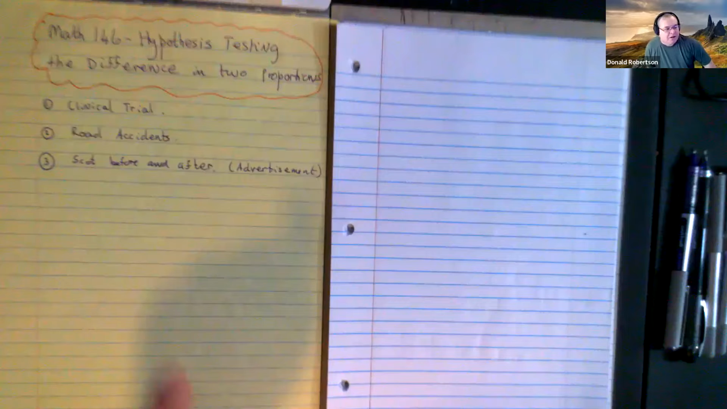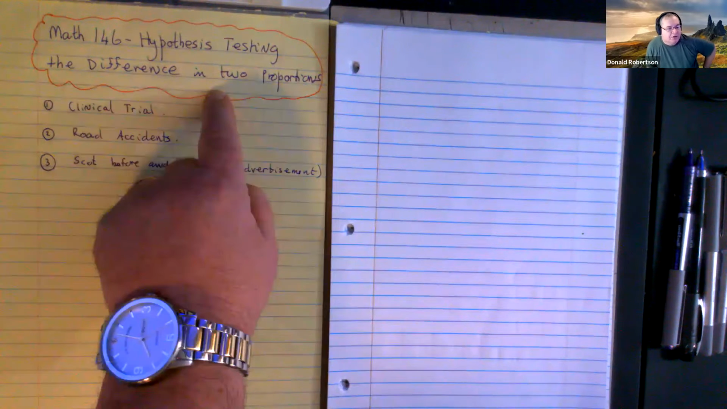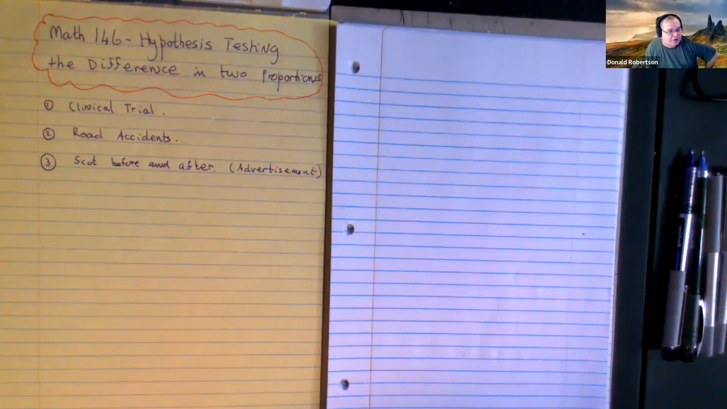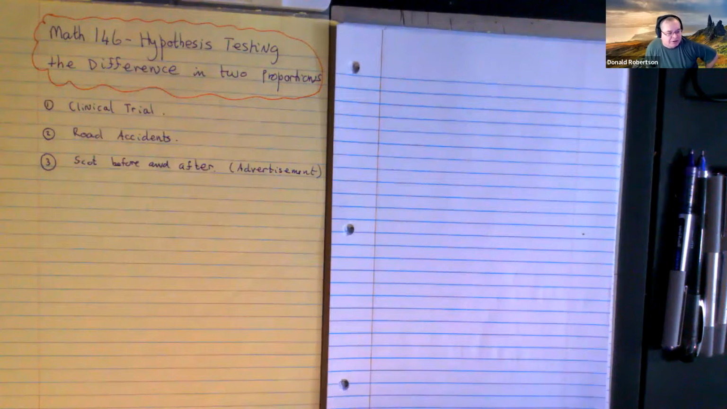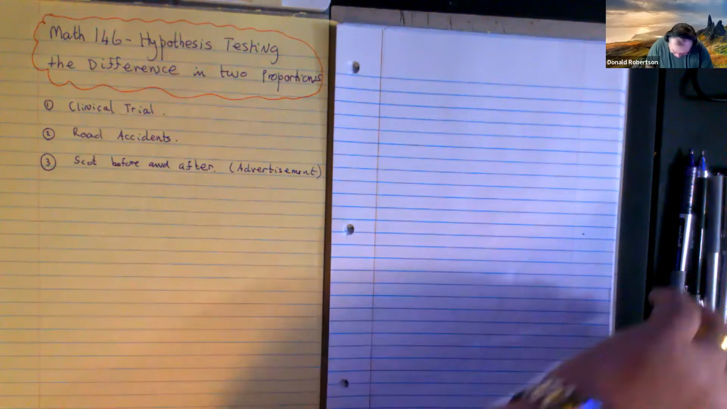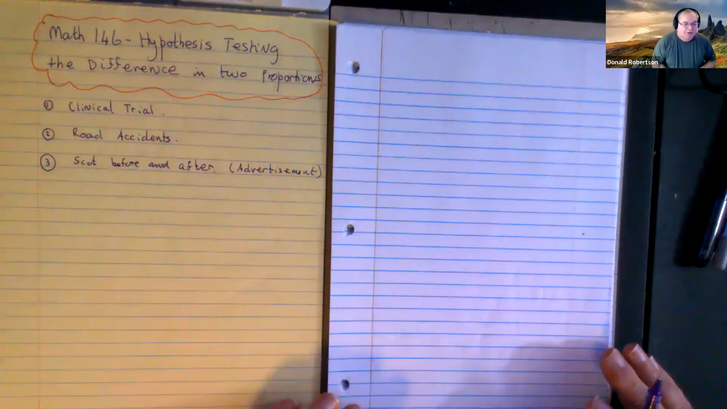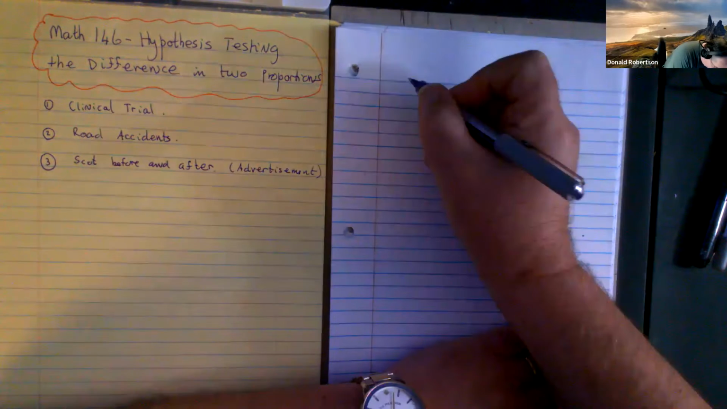We are finishing off today hypothesis testing, and we're looking at hypothesis testing in the context of the difference in two proportions. And I'm going to do three examples, start to finish. The first one would be a very common usage for this technique, and that is in a clinical trial. So here is my story.